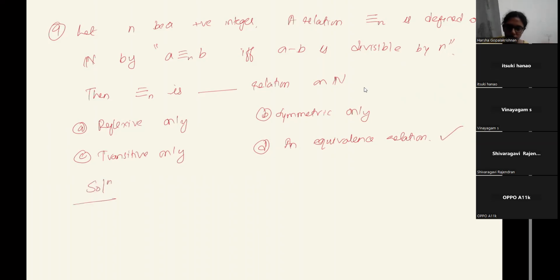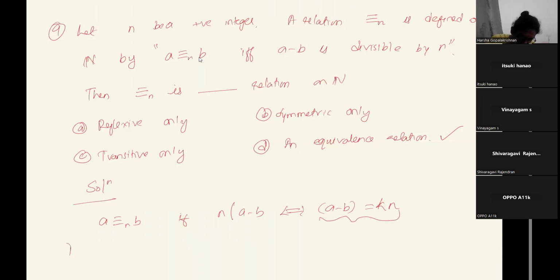First let me explain what the definition actually means. A is related to B if A minus B is divisible by n. That means n divides A minus B, or equivalently A minus B equals some k times n. If this condition is satisfied, then we say A is related to B.